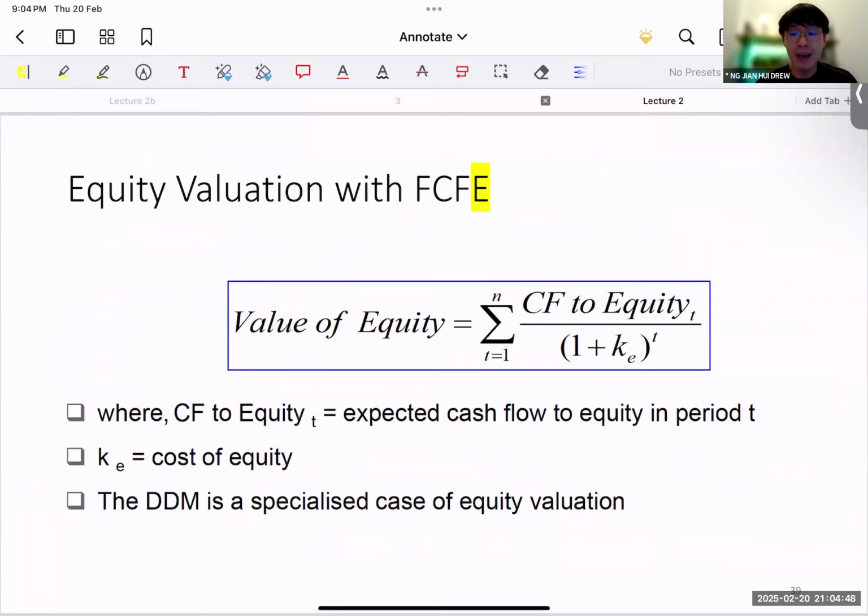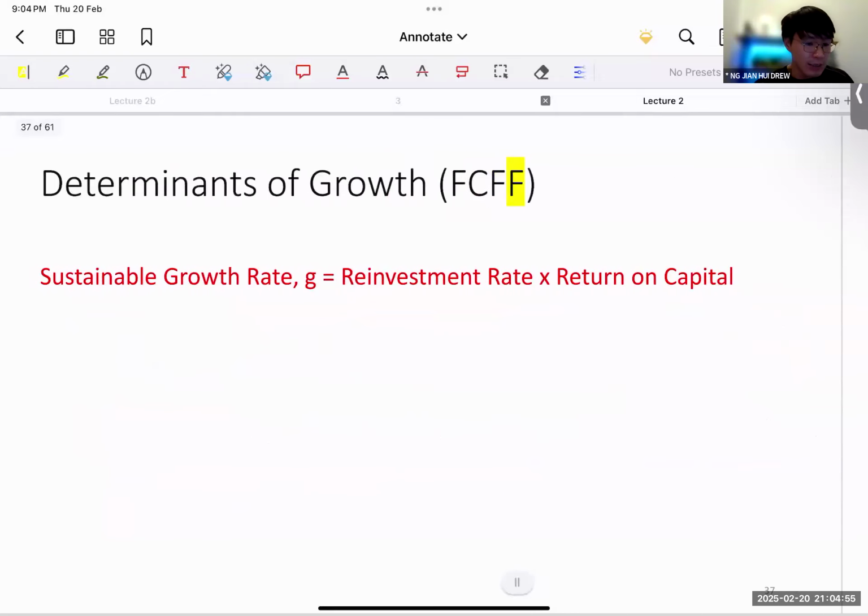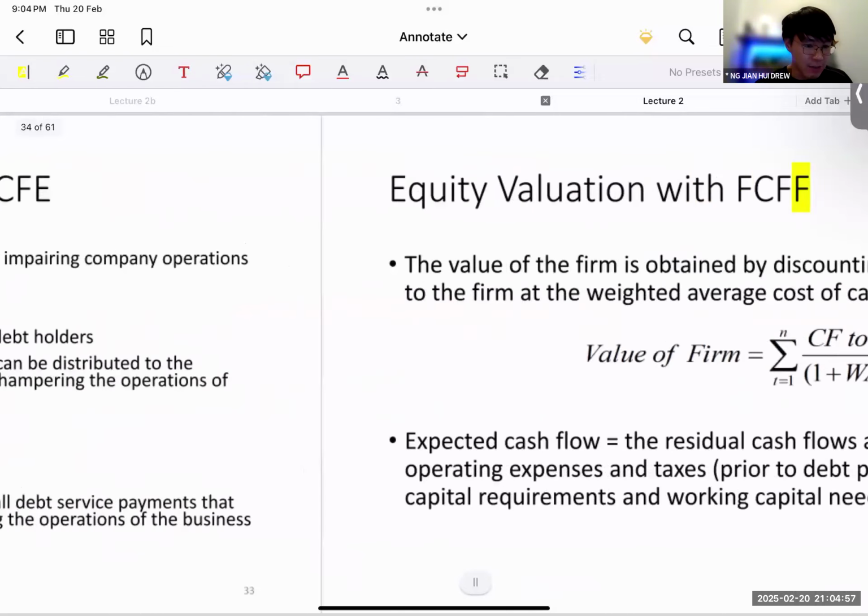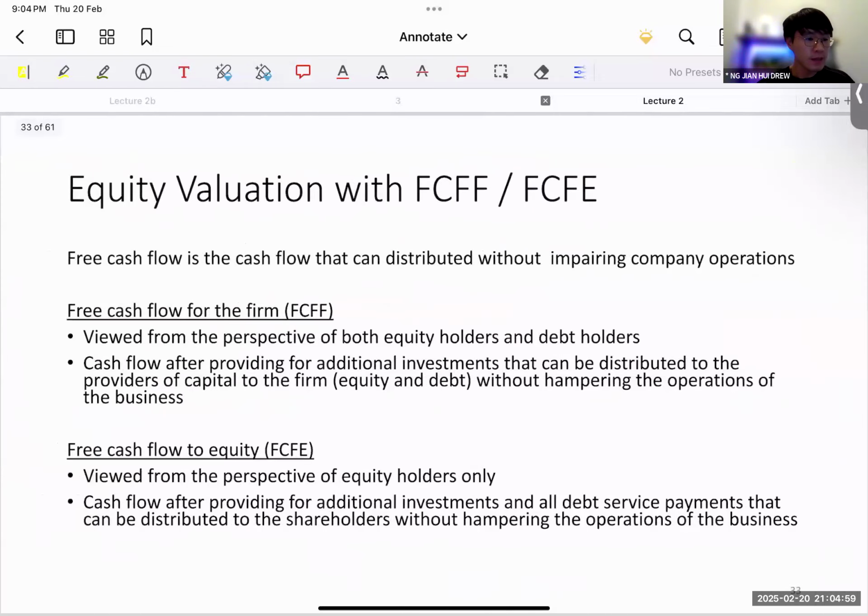What's the difference between FCFF and FCFE? So FCFE is the free cash flow to equity holders. So there's this very good slide. Let me just flip here. This is the good slide here. FCFE, FCFF, FCFE.